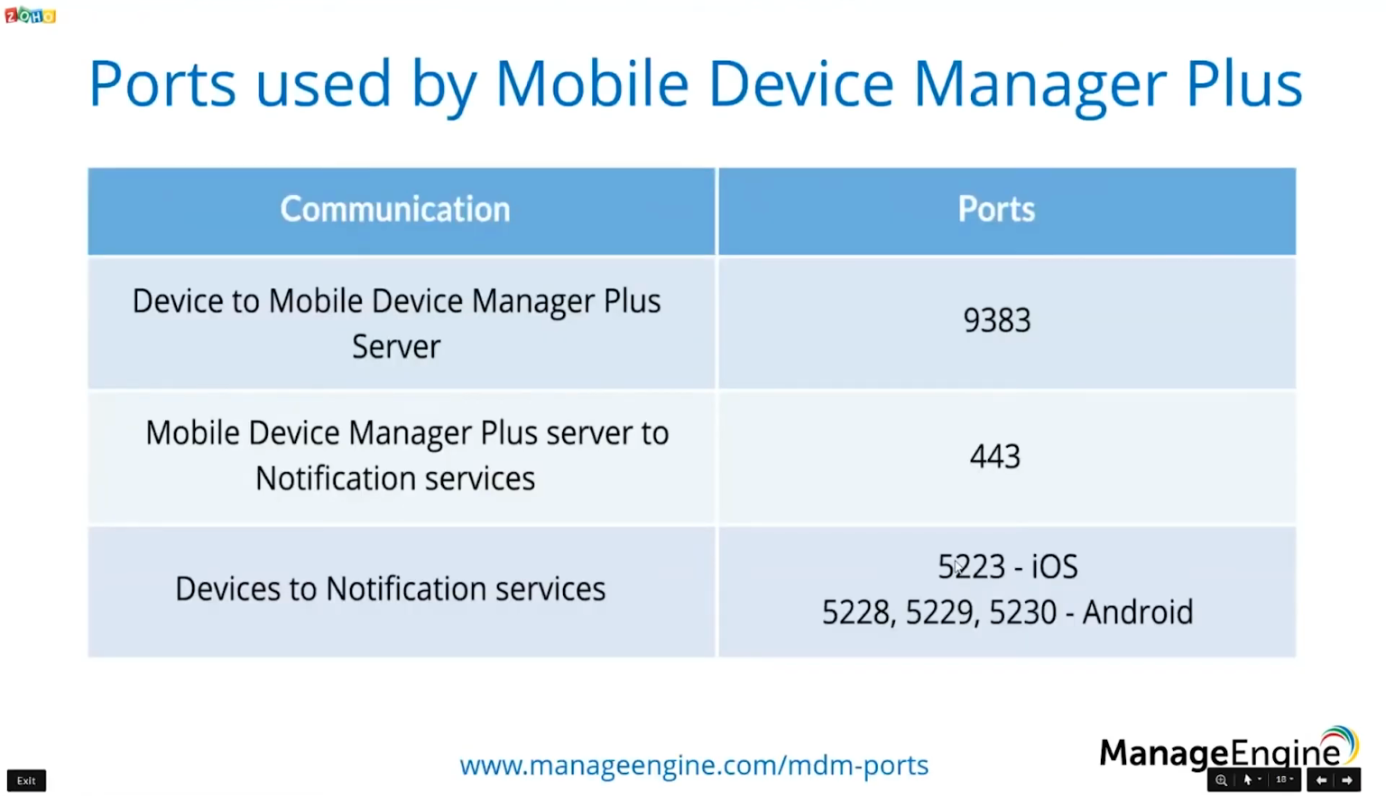And when it comes to an on-premise model, these are the list of ports which is used. Like 9383 will be used for the device to contact the server. An MDM server will use 443 to reach the notification services. And in order to know more about the port information, like whether it is inbound or outbound, and what protocol they use, is it HTTP or HTTPS, and so on, you can visit the below mentioned link. It's simple. It's www.manageengine.com/mdm-ports. Using this link, you get to know about the list of ports required and the inbound and outbound port information. So when you prefer to go with on-premise based setup, you can visit the below mentioned link.